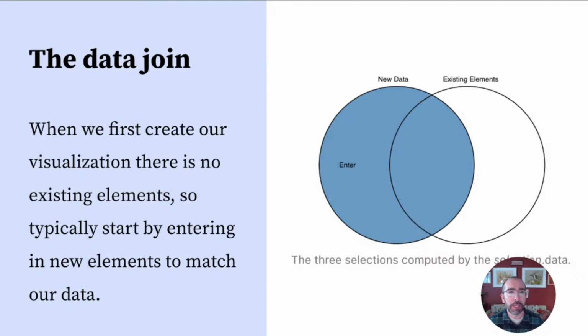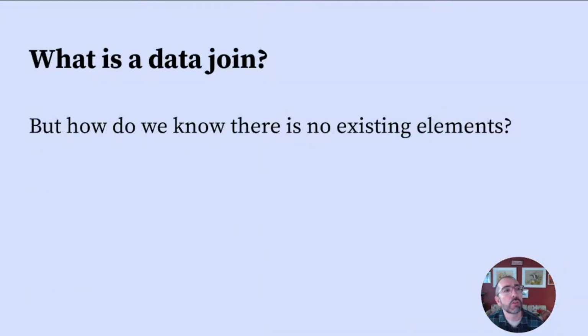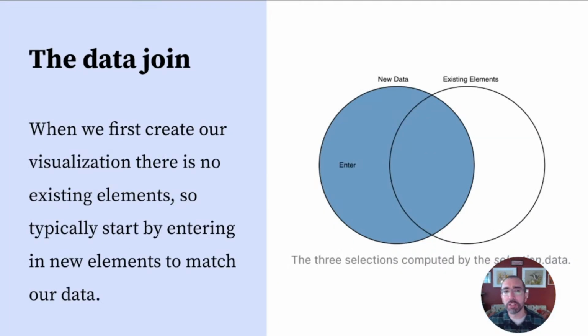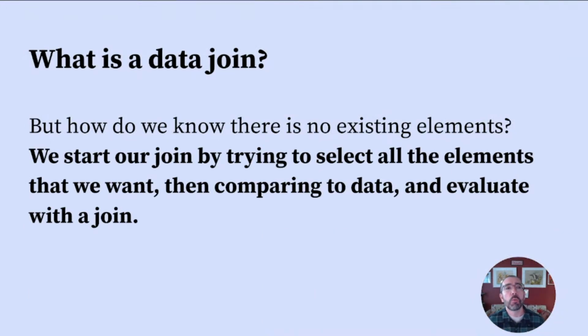So if we think about this, right, we've got a data set, and then there's this second part called existing elements. So how do we know if there's existing elements, right? How do we get that information? Because we have to evaluate it, right? We've got to determine whether we're in an enter, whether there's data and no elements. So this, again, I think is good to highlight as the confusing part for D3. We start off to figure out whether we need to enter elements by first looking for those elements. Then we're going to compare it to our data and evaluate how to handle it.